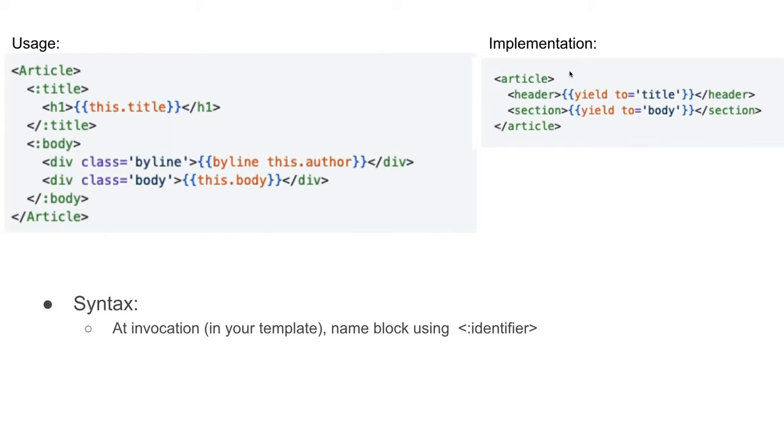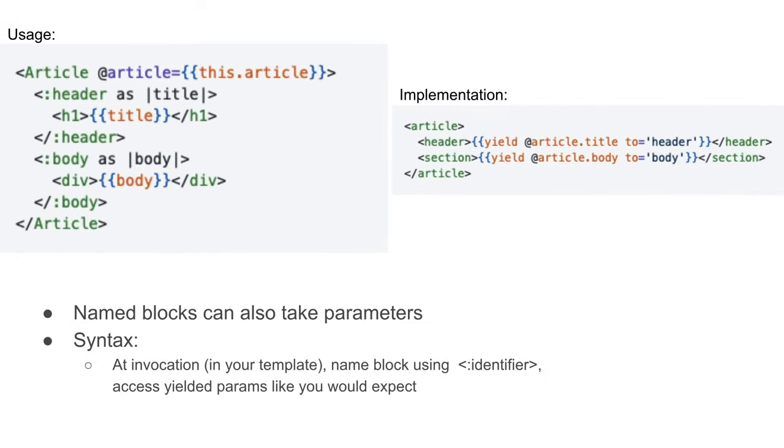Yeah, and it also allows you to pass parameters, like yield parameters, and that looks like you would expect. You can do as, and then you take positional arguments here, and then ditto for the implementation side. You yield them positionally, and they just sort of land in these slots here.